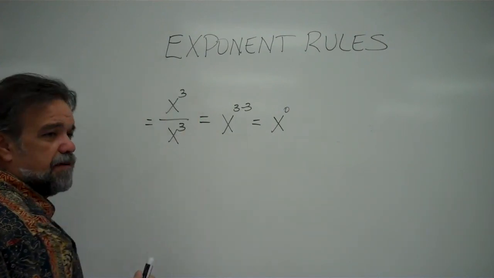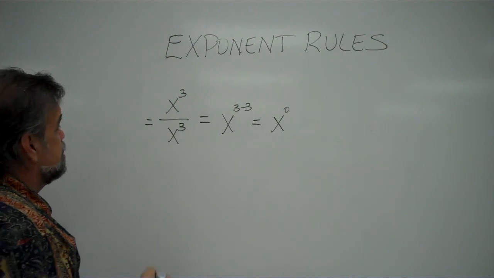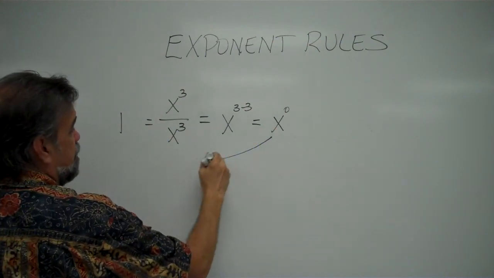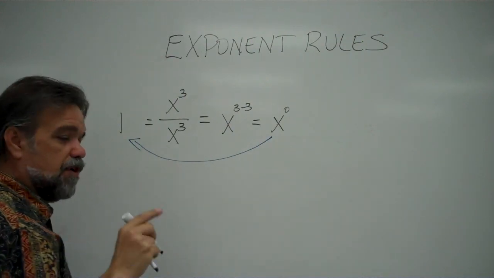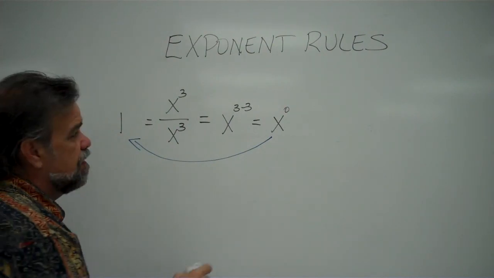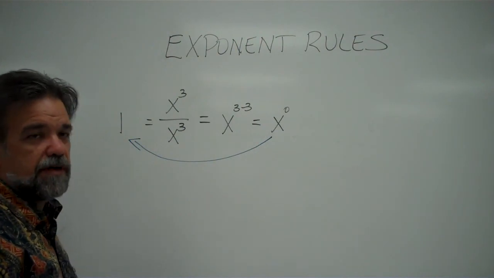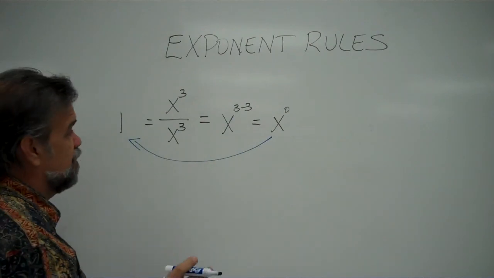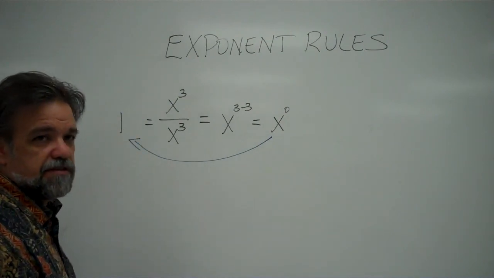Now, x to the third over x to the third, that's just something divided by itself, right? Anything divided by itself is going to be 1. So what does that tell me? It tells me that x to the 0 power equals 1. And this is true. Okay? It's true for every number except for 0. 0 to the 0 power is not a defined value. That's an indeterminate value. And don't worry about that right now. Just worry about the fact that anything to the 0 power equals 1 except for 0, and that's just something you can't evaluate.